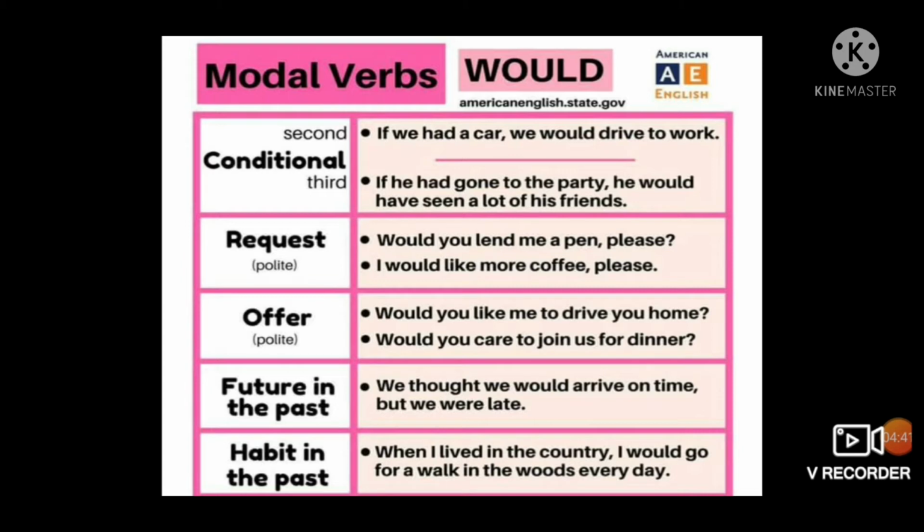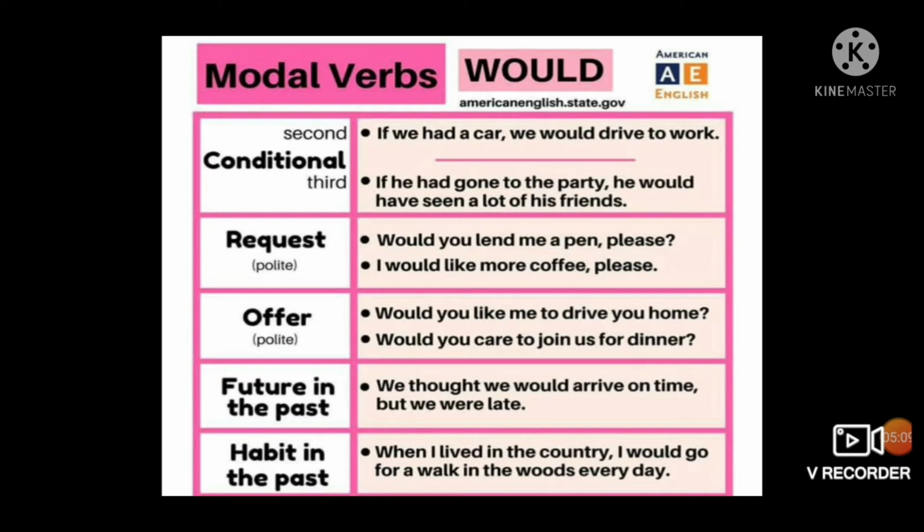Then come to the next one, would. Would is the past form of will. So we can use would in the second and third conditions. If we had a car, we would drive to work. That means an imaginary condition, an improbable one. If we had a car, we would drive to work.